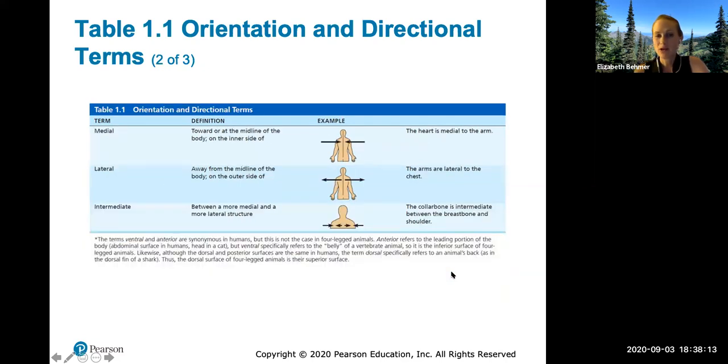Medial and lateral, we didn't really talk about intermediate too much in anatomy, but medial and lateral are towards the midline of the body or on the inner side of, and lateral is away from the midline or on the outer side of. So the heart is medial to your arm, and the arms are lateral to the chest because they're further away from the midline. Hopefully this is a review of anatomy, but you should be familiar with these directional terms and how they're used to describe structures in relationship to another structure.